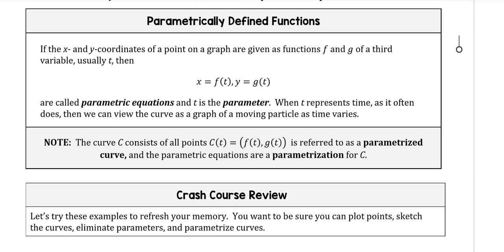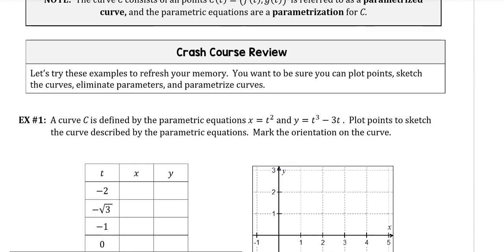So our curve C that we're going to draw, our parametric curve, is going to be a result of two functions, f of t and g of t. And that is called the parametrization of the curve. Okay. So here we go.